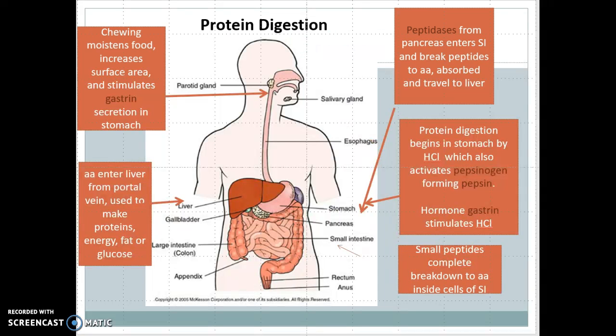Here's just the final little picture of protein. So you chew the food, which increases the surface area, then gastrin is secreted in the stomach. As you're chewing, it starts allowing the stomach to make more hydrochloric acid.